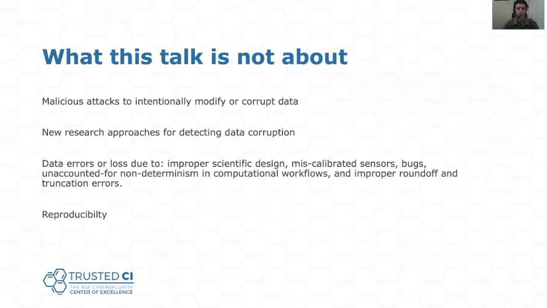This talk is not about malicious attacks to intentionally modify or corrupt data, or new research methods for detecting data corruption. It's also not about data errors or loss due to improper scientific design, miscalibrated sensors, bugs, unaccounted for non-determinism in computational workflows, and improper round-off and truncation errors. Finally, it's not about reproducibility, including inability to recreate the same software or hardware conditions that gave the original results, such as legacy code incompatible with modern systems, among other conditions. Those are all related issues and are worthy things to talk about, but are discussed elsewhere. And you can see our report for references to numerous recent published reports and papers that do address them.